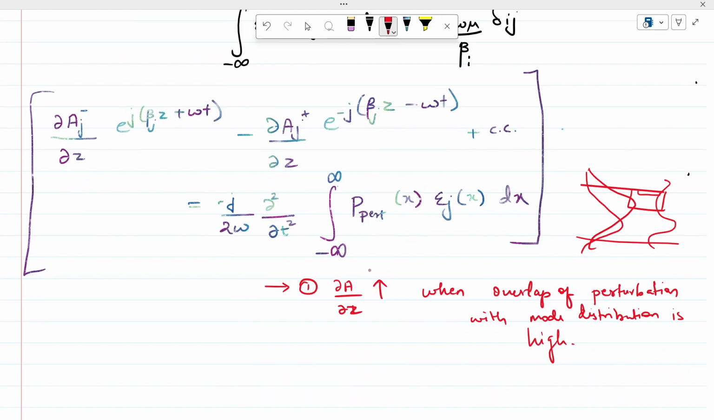Okay, so now we have to go and look for particular perturbation values.